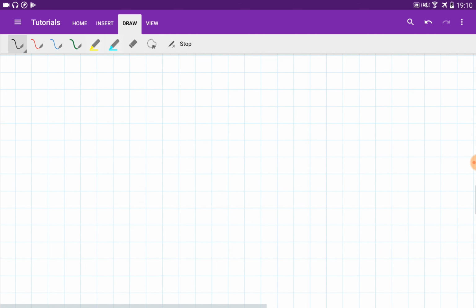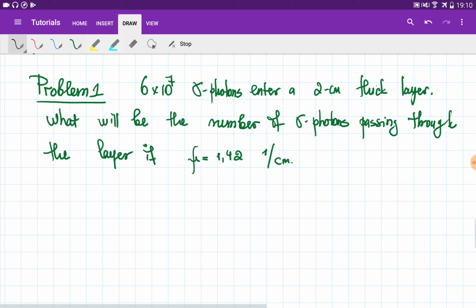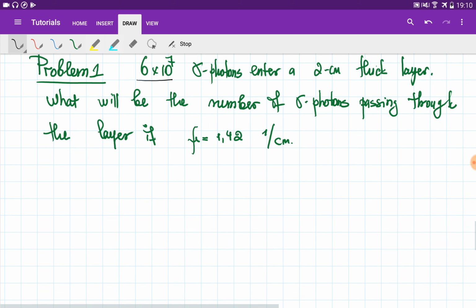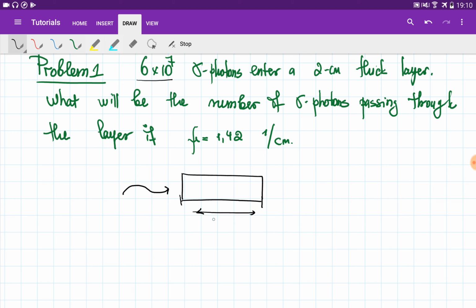So let's do a couple of problems in order to understand how it works. Let's assume that 6 multiplied by 10 to the power of 7 gamma ray photons enter a 2 centimeter thick layer. What will be the number of gamma photons passing through this layer if the attenuation coefficient is 1.42? So basically, some number of gamma ray photons are entering the 2 centimeter thick material. I would like to know what the intensity I is going to be after it passes through this material.